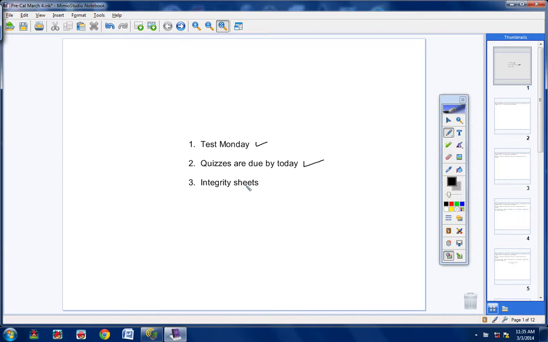The reason these sheets are called integrity sheets is you are going to hopefully be men of integrity and be honest. So on Monday, you will tell me how many assignments you have done and how many you have not done, and once you come into my house on Monday, you cannot go back and do any more of these for credit. Okay, so please keep that in mind, and please stay on top of your math.